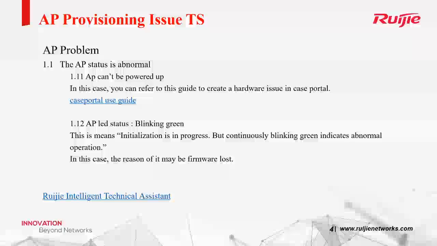Another AP LED status is blinking green. This means initialization is in progress. A continuously blinking green indicates abnormal operation. In this case, the reason may be lost firmware. So, how to recover the firmware? This one you can ask Rita too.